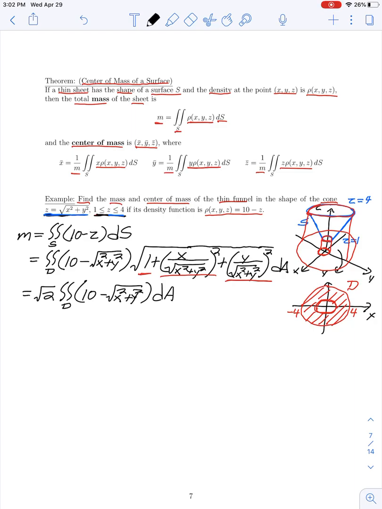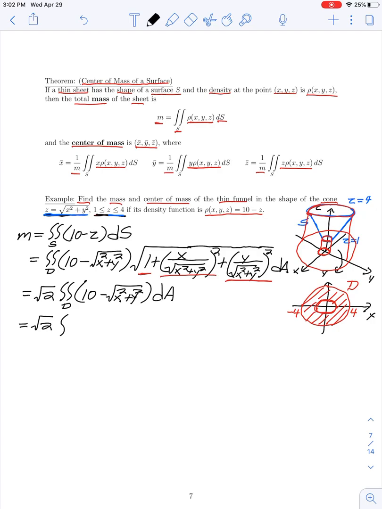Now, based off the look of this region D, it's an annular region, bounded between two circles. So that suggests that I would likely want to use polar coordinates to evaluate this double integral. So setting this up as an iterated integral using polar coordinates, we have the square root of 2.